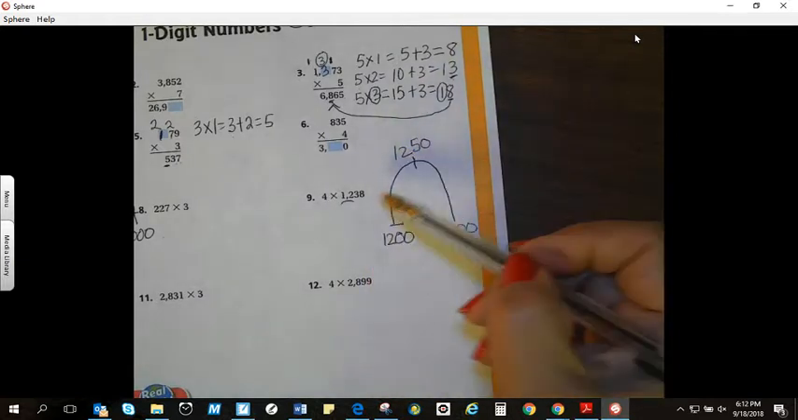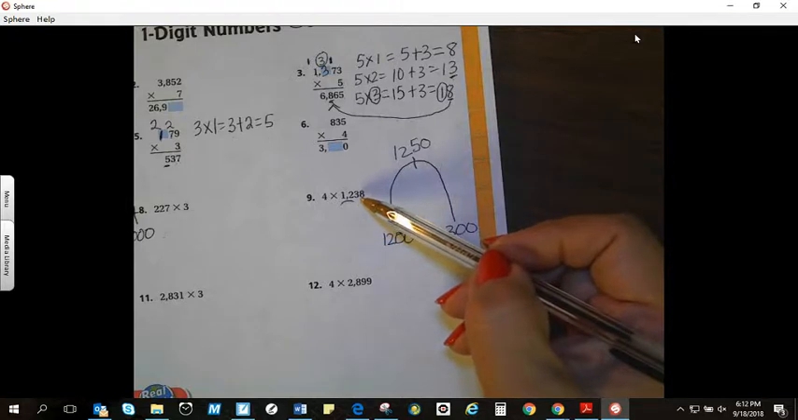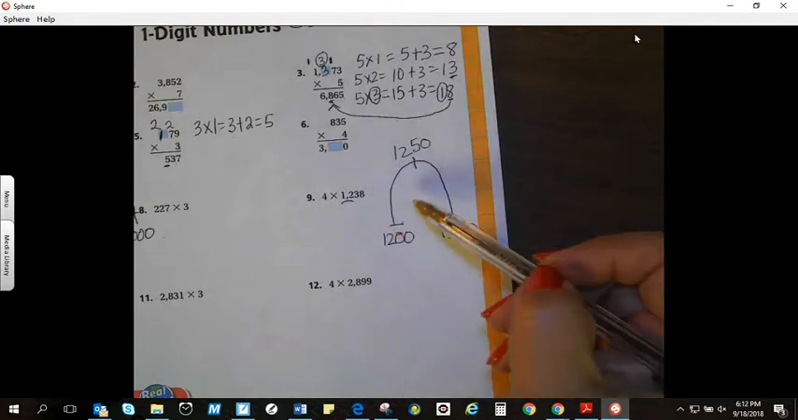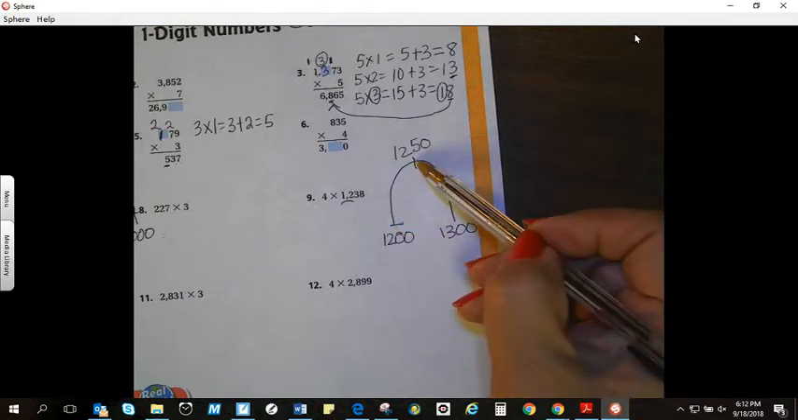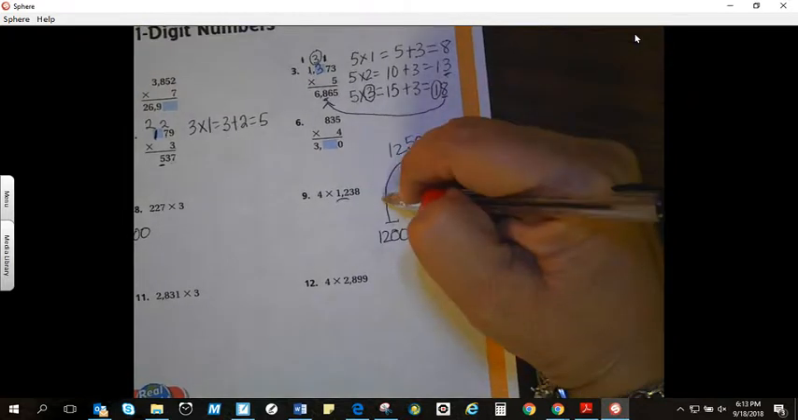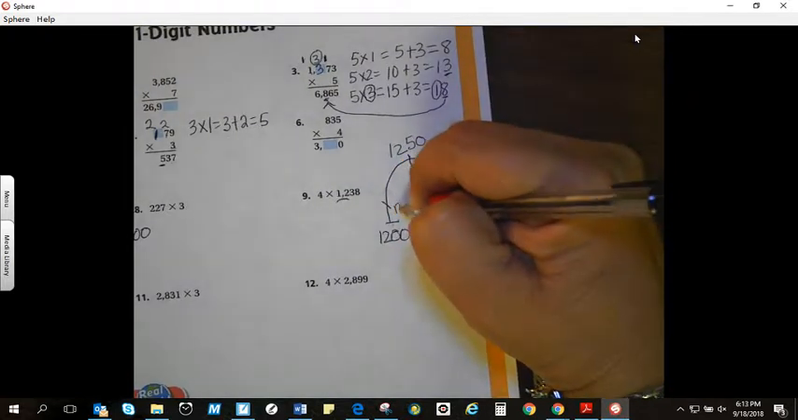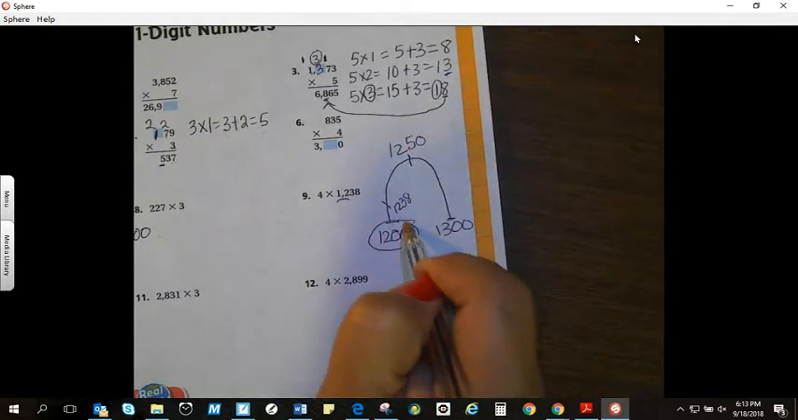If I needed to place 1,238 between, do I put it between the 1,200 and 1,250 or the 1,250 and the 1,300? Okay, I already hear you. You're going to put it right here, so I'm going to just mark it around here. So this makes it 1,200.